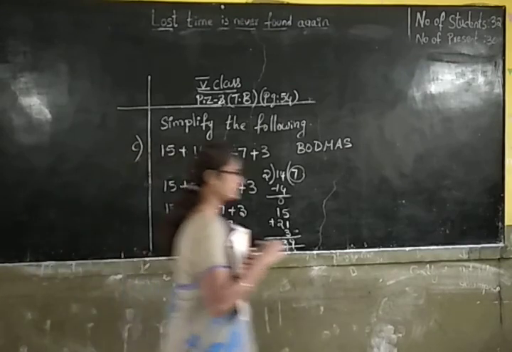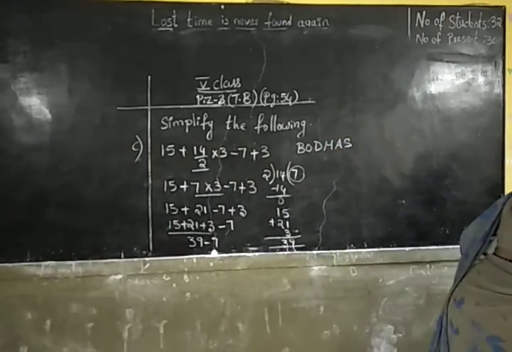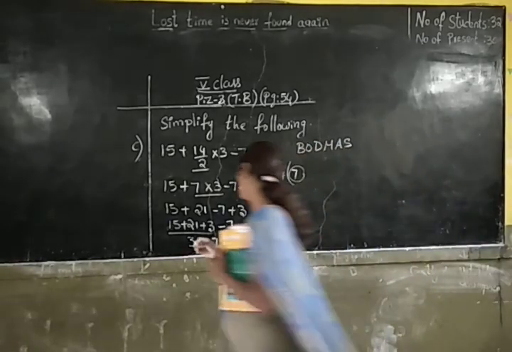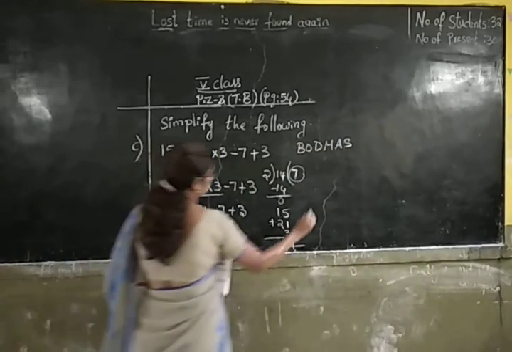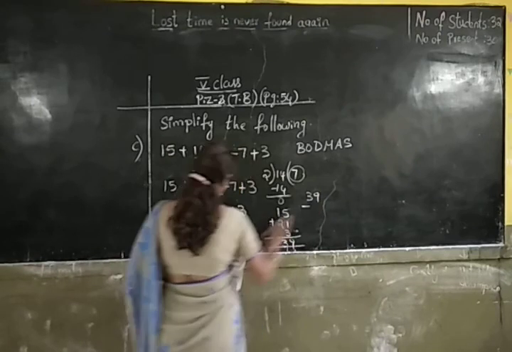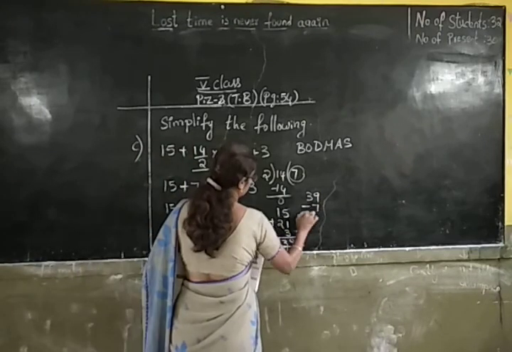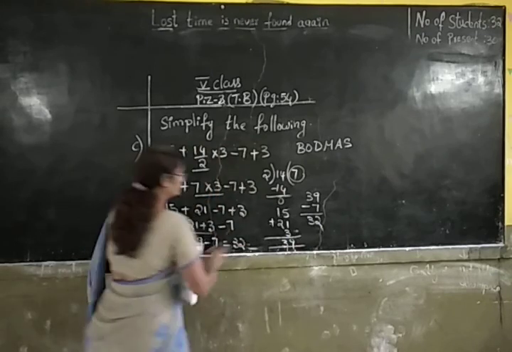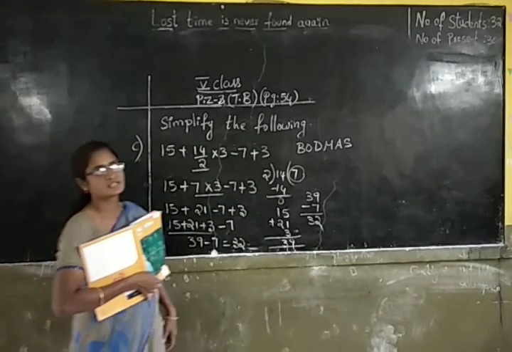So after addition, you have to do subtraction. So 39 minus 7. 39 minus 7 is equal to 32. Okay children, did you understand?